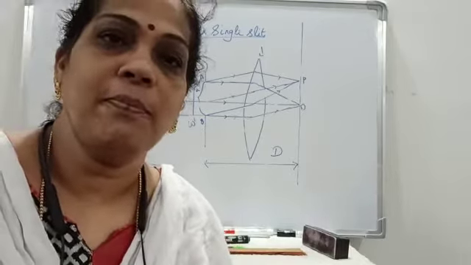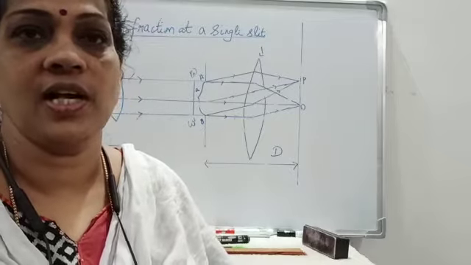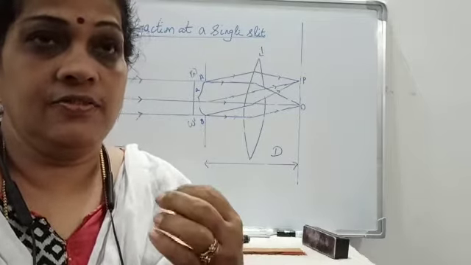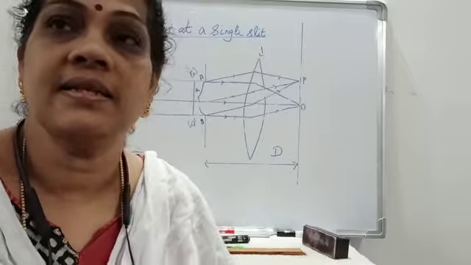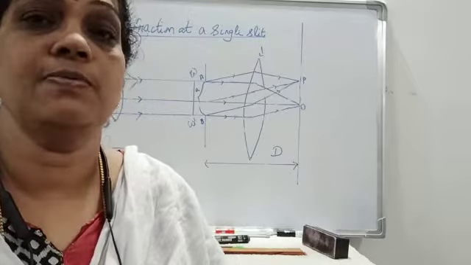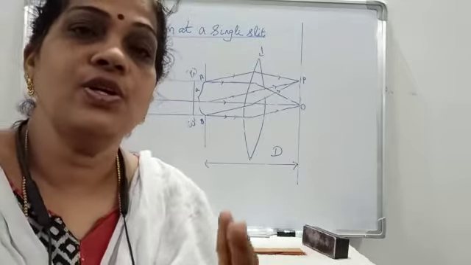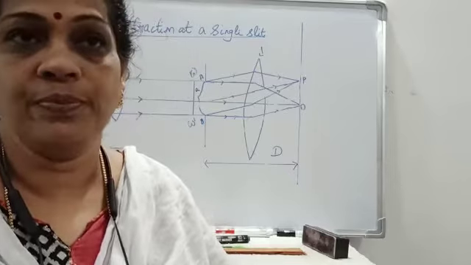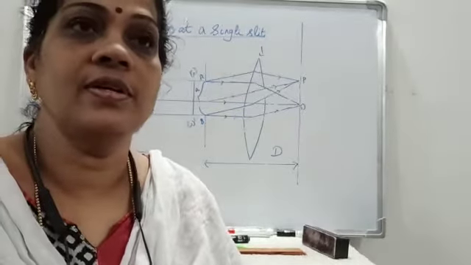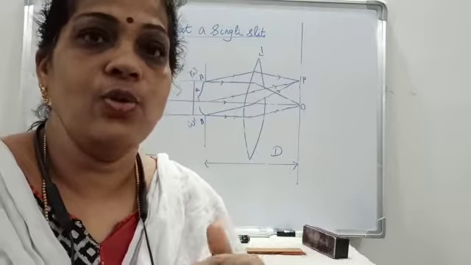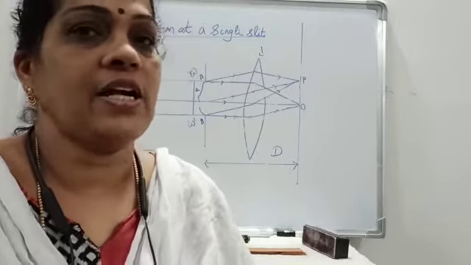In the last video, I was just giving you an introduction regarding diffraction. The two important points regarding diffraction are: for diffraction to take place, the size of the slit must be very small. I had given you two activities to do at home. Hope you would have done them and observed the diffraction pattern.